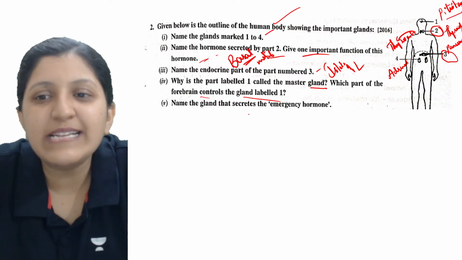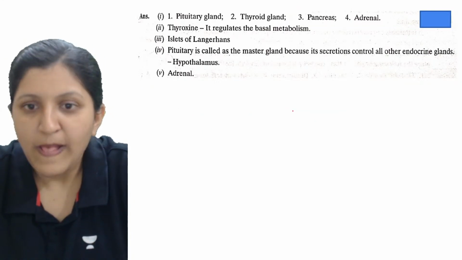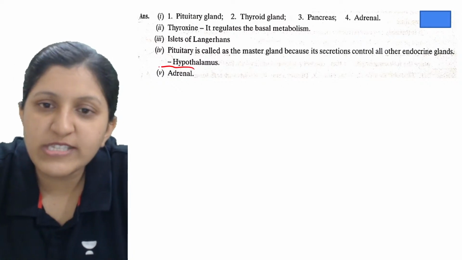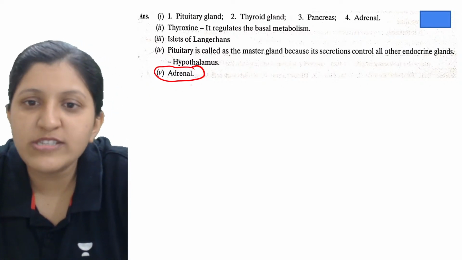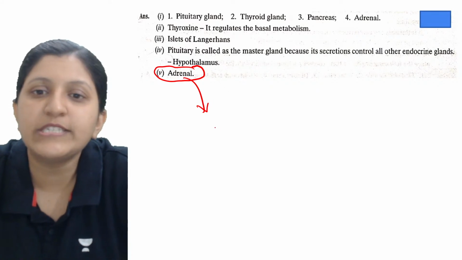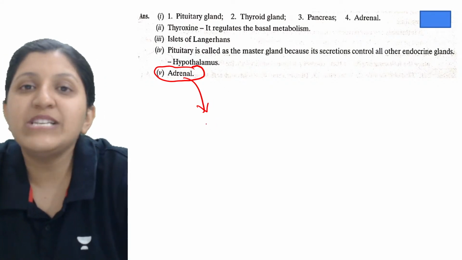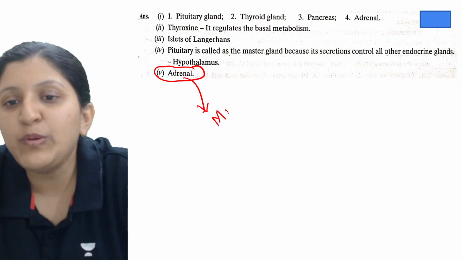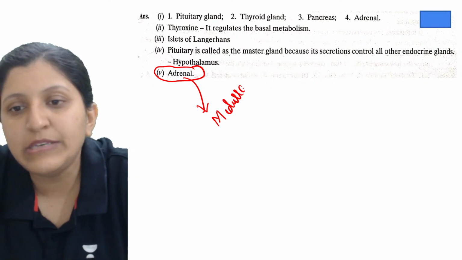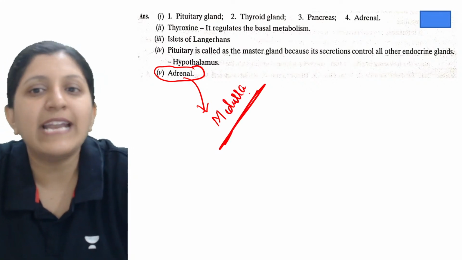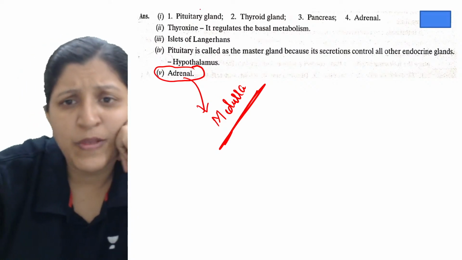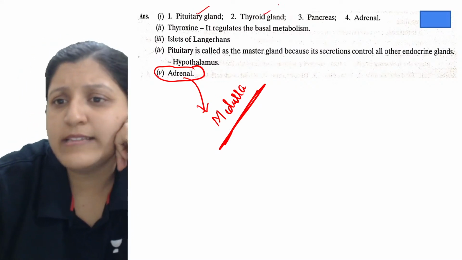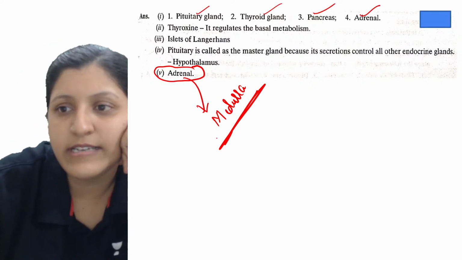So name the gland that secretes the emergency hormone. The emergency hormone is adrenaline. So adrenaline is secreted by the adrenal gland, basically from the medulla part. So the medulla part is the one which is secreting the adrenaline hormone. So this is the pituitary gland, thyroid gland, pancreas and adrenal.